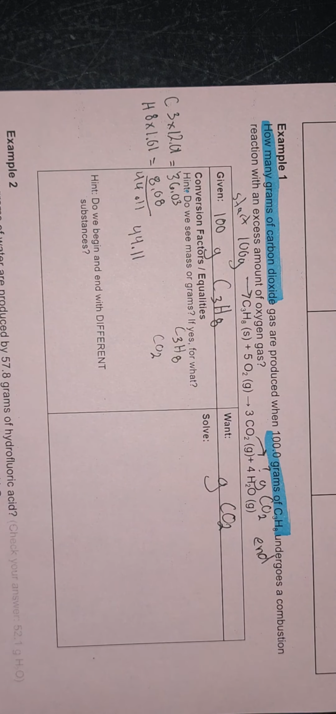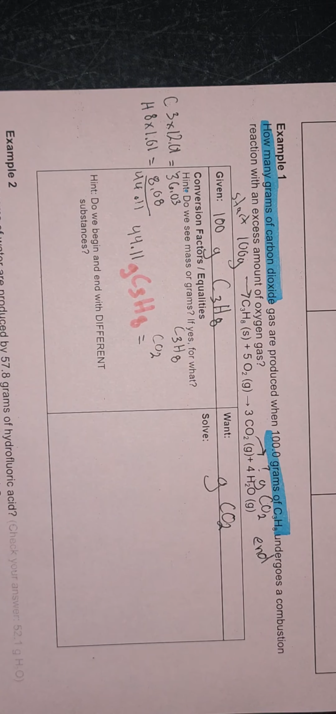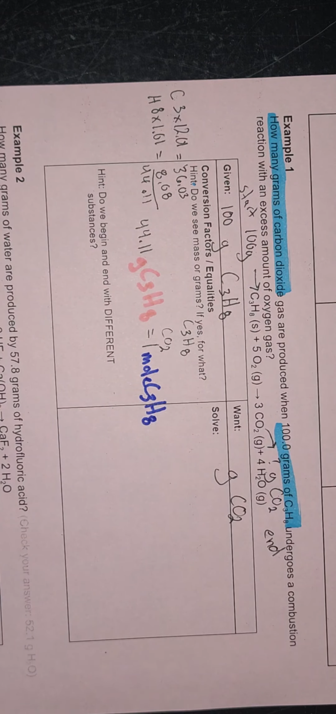So now we're going to take this and we're just going to add it together. So that is going to be 44.11. Let's do pink. 44.11 grams of C3H8 are equal to 1 mole of C3H8. So that's going to be one of our first conversion factors.